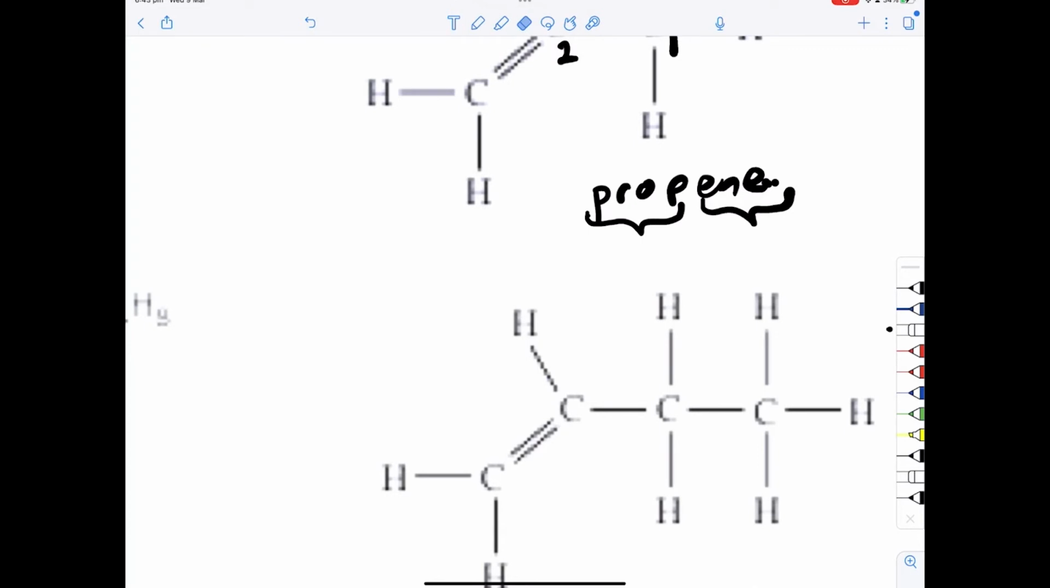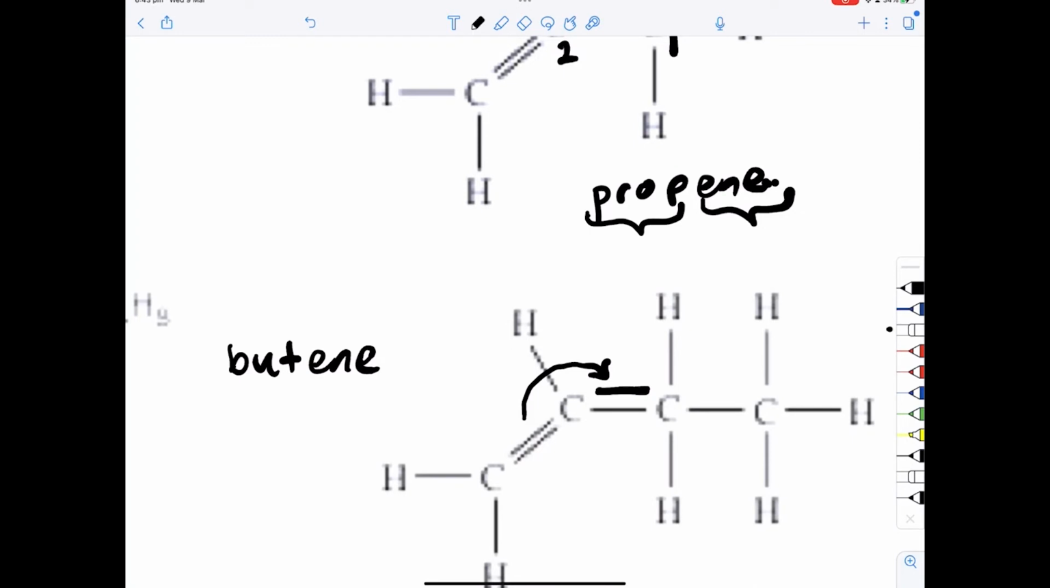Wouldn't that be butene? You sure? Is it butene? Again, the question is, do I need to number the position of the double bond? Isn't it 1-butene? Good. Right? Now, the reason is if I move this double bond, so I move it here, just move it one position, what would you call this?